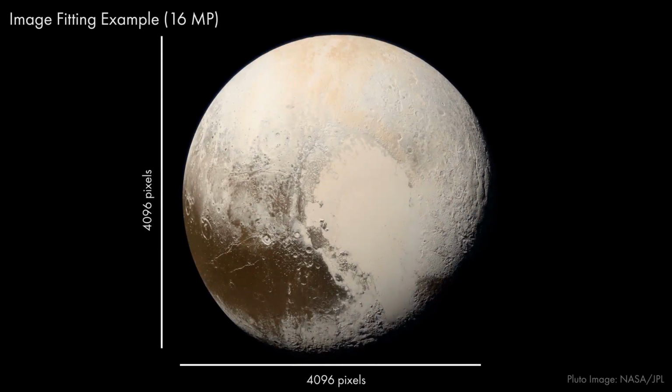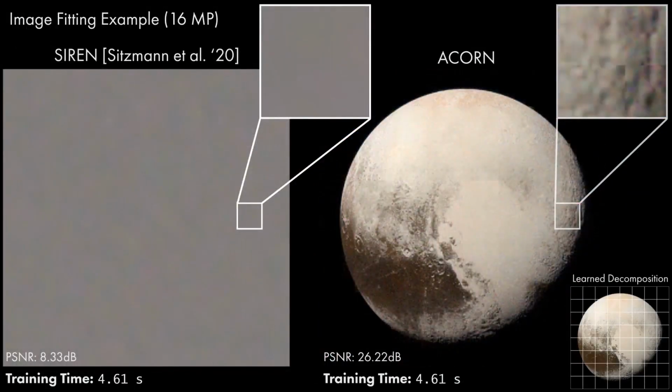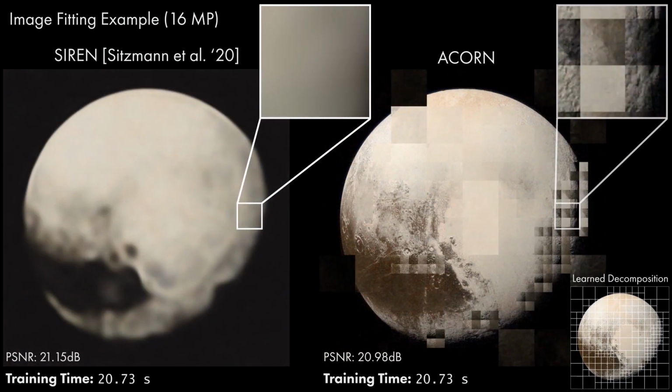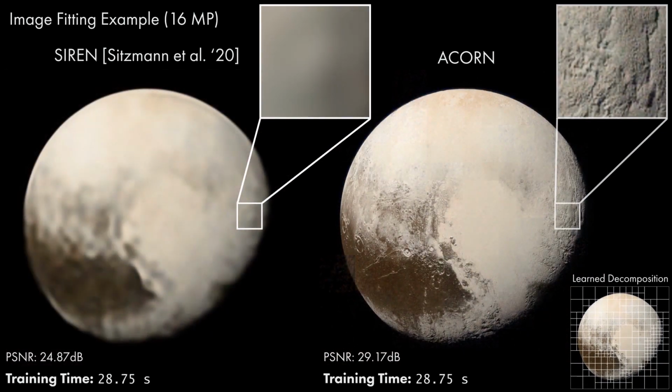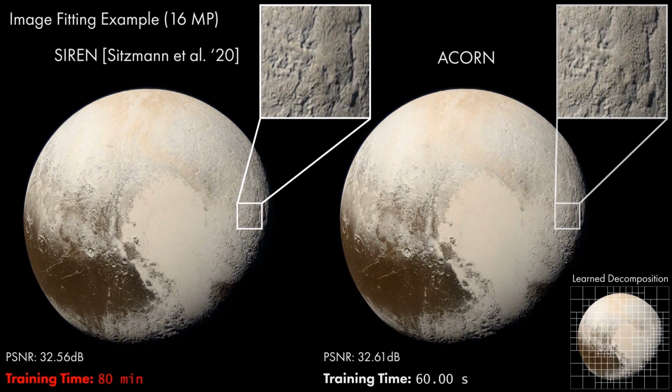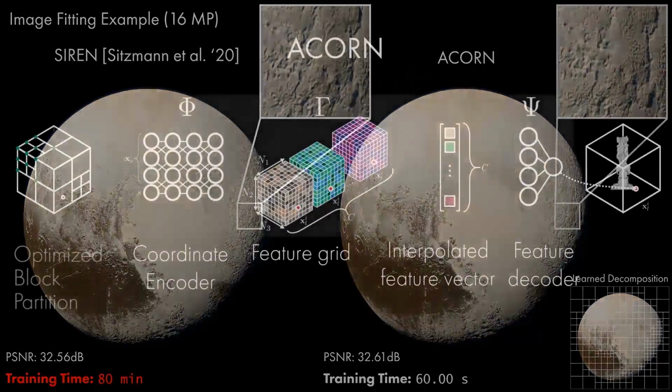ACORN can fit signals better than simpler architectures like Siren or local implicit representations, and ACORN is significantly faster to train, as shown for fitting the 16-megapixel image of Pluto. While fitting the image, ACORN simultaneously optimizes a multi-scale decomposition of the image, which allows fitting detailed regions more efficiently. ACORN fits this image to 30 dB peak signal-to-noise ratio in 60 seconds, while Siren takes over an hour of training time to achieve similar quality.